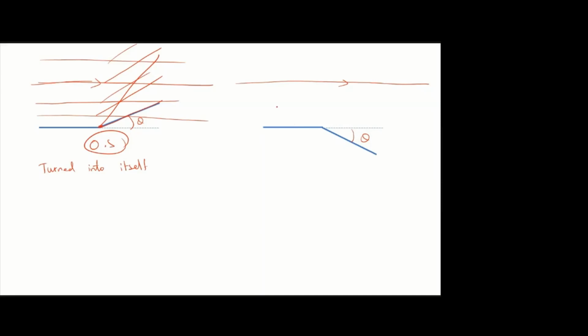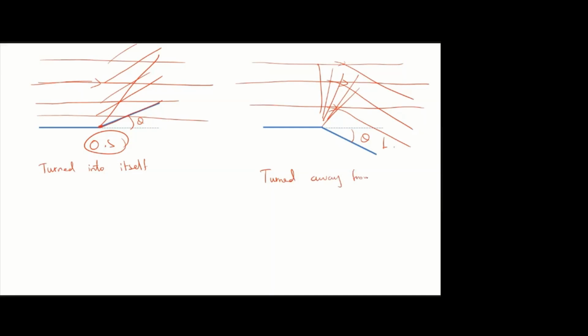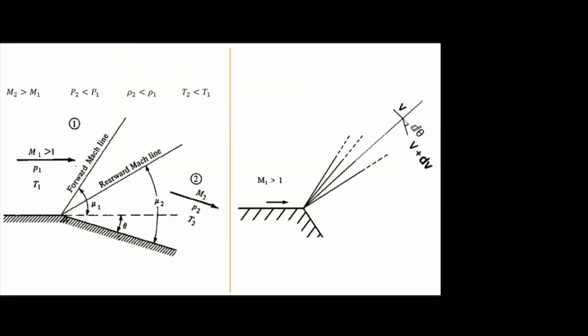And here, this should be the original flow direction, but because of this deflection and low pressure, it is turned away from itself. So this creates an expansion fan. In one line, whenever the supersonic flow is turned into itself, it forms an oblique shock wave. Whenever it is turned away from itself, it forms an expansion fan. So depending on the flow deflection direction only, you have to find whether there will be an oblique shock or an expansion fan. Is that clear? So here it is turned away from itself, so there is an expansion fan.